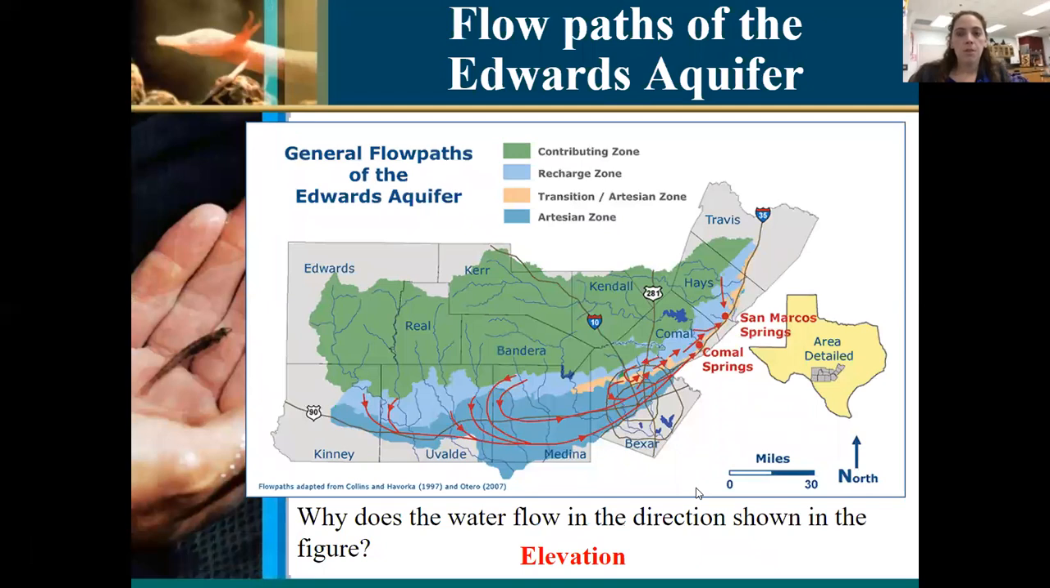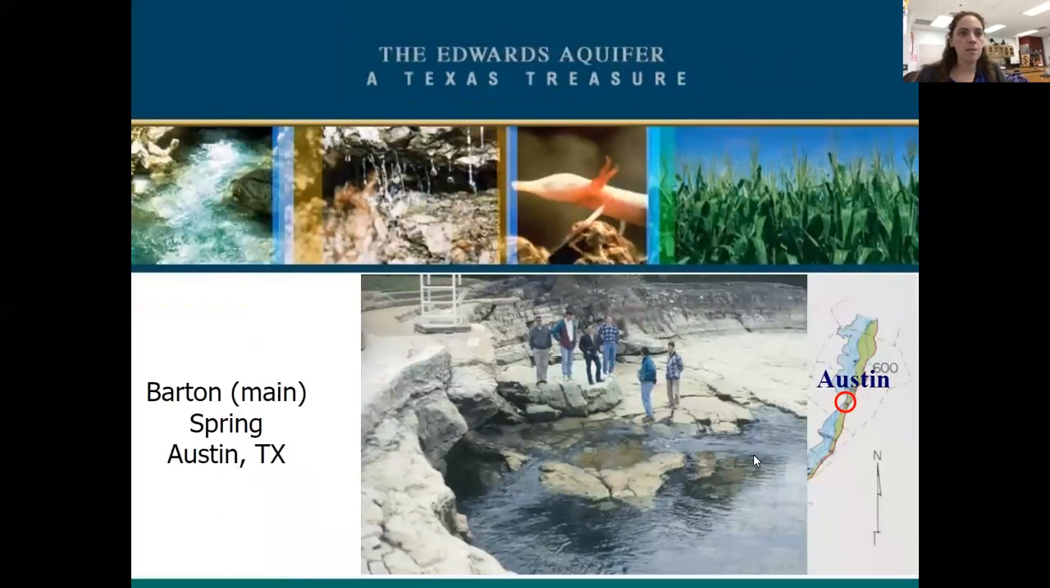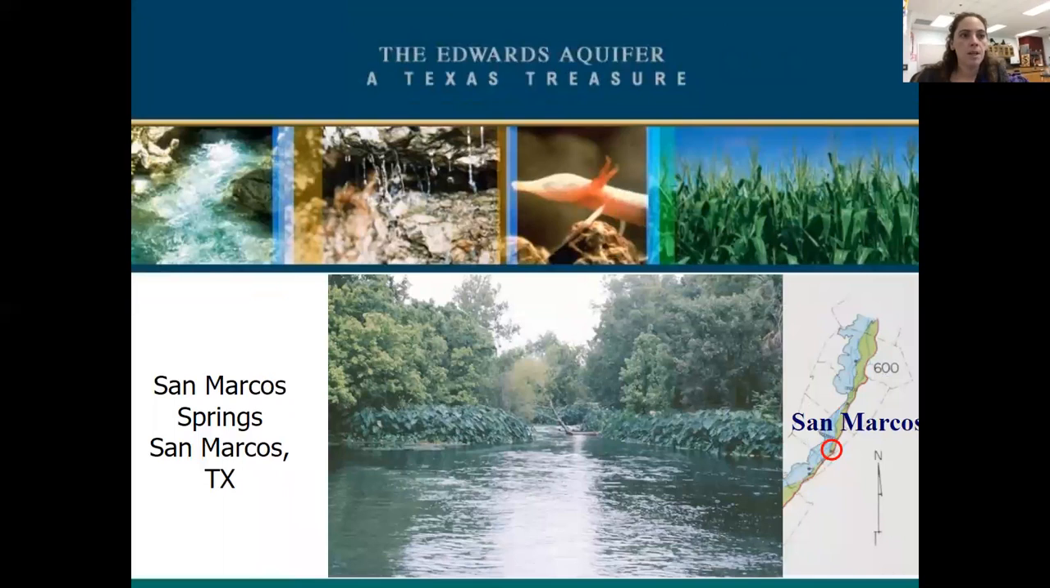So our water's flowing in this direction again because of changes in elevation. And so here's some pictures of some of our springs. So there's Barton Springs out in Austin. During the summertime, you can go swimming there. Here's the San Marcos Springs.